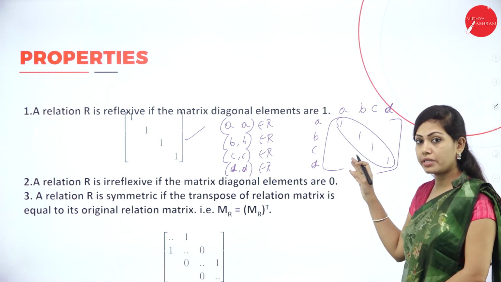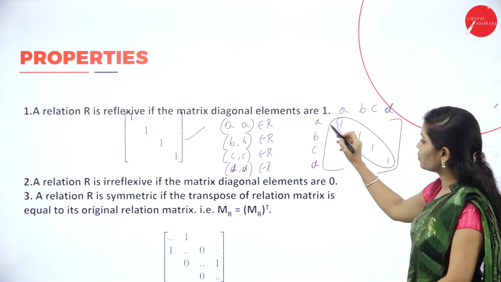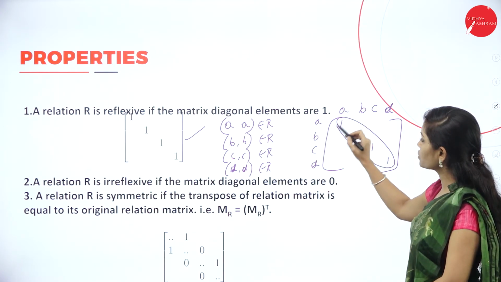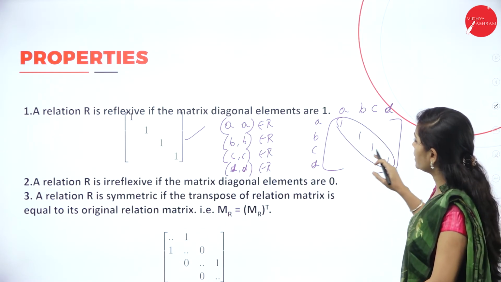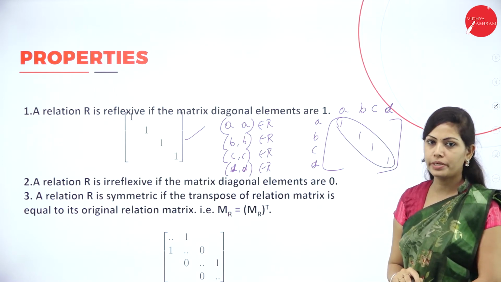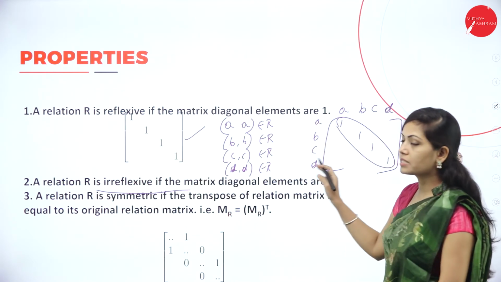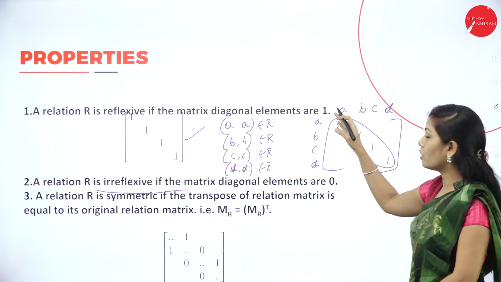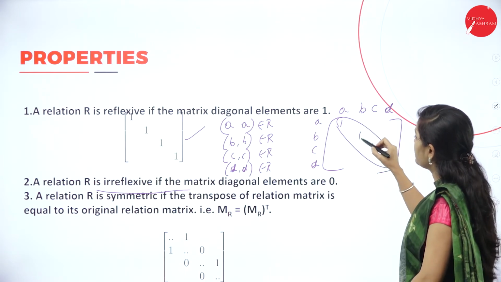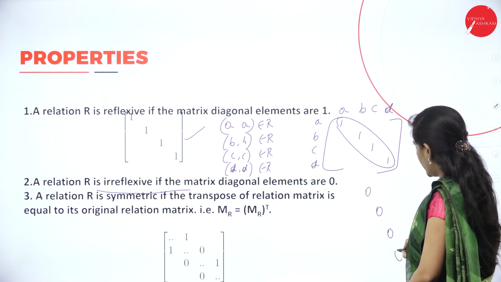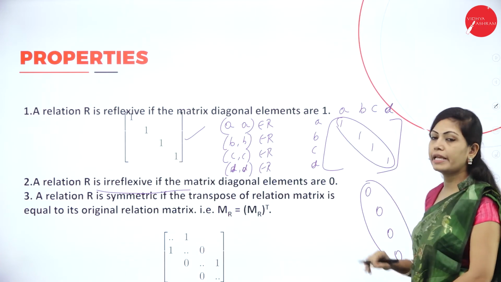So in the reflexive matrix representation, all the diagonal values should be 1, because (A, A) belongs to R, (B, B) belongs to R, (C, C) belongs to R and (D, D) belongs to R. All the diagonal elements are 1 in the reflexive property. And R is irreflexive if the matrix diagonal elements are 0. Reflexive means all the diagonal elements are 1; irreflexive means all the diagonal elements are 0.